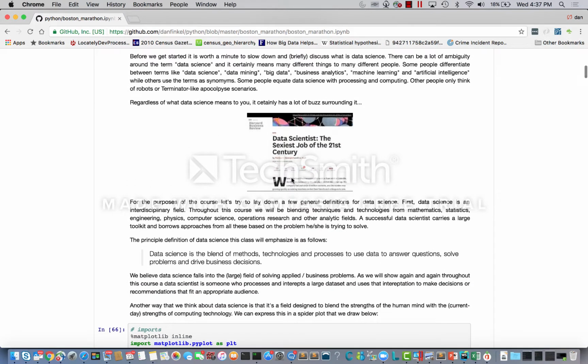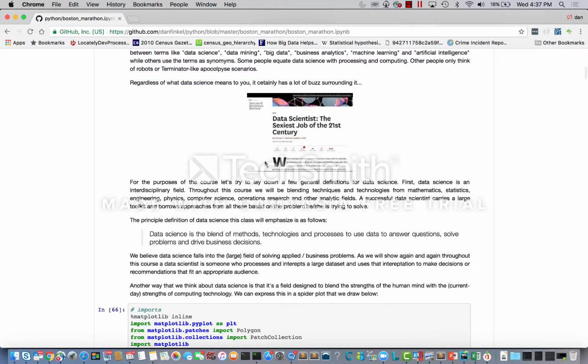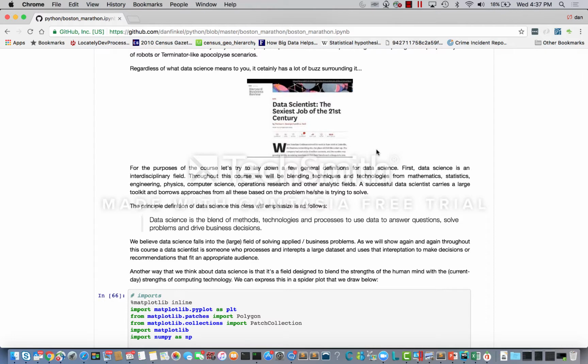Regardless of what data science means to you, there's no doubt that there's a lot of buzz around it. This screen grab here is from a Harvard Business Review article from not too long ago declaring data science the sexiest job of the 21st century. Whether or not you believe that, or even understand what that means, I certainly don't, you probably are aware that data science is getting a lot of buzz. In fact, you may be sitting here listening to me talk because of that buzz that may have sucked you in and you want to learn more about it, which is great.